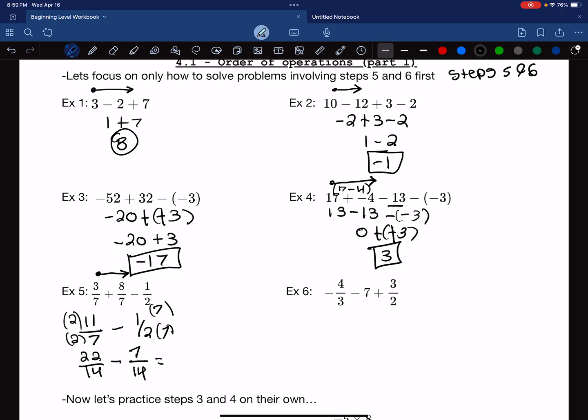So now let's just subtract the numerators. 22 minus 7 is equal to 15. So we got 15 over 14, and that's our final answer.